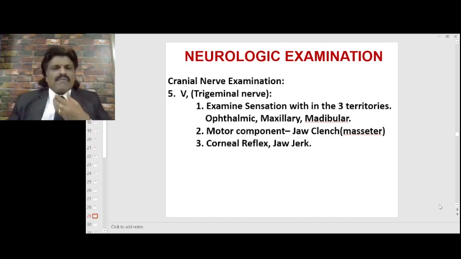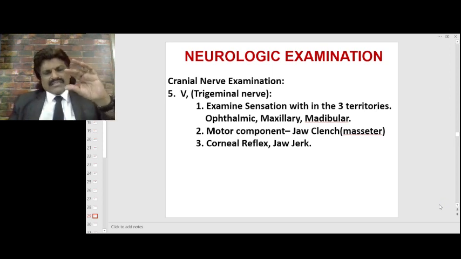The motor component, we check on the jaw clench, masseter. And then one important reflex subserved by the fifth nerve is the corneal reflex. Ophthalmic division of the trigeminal is the afferent, bilateral seventh nerve is the efferent. So when we touch the cornea with a wisp of cotton on one side, both the eyelids close. That is the corneal reflex. So very important, because to evaluate brainstem functions, we take all these reflexes into consideration.